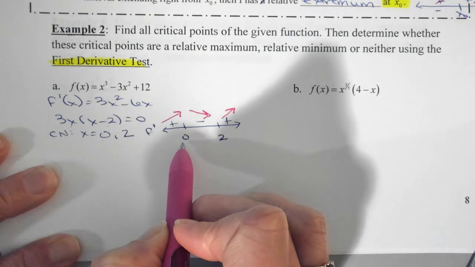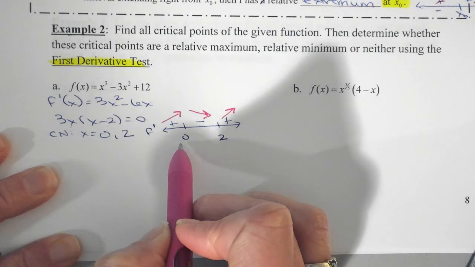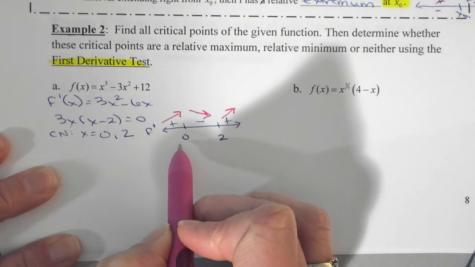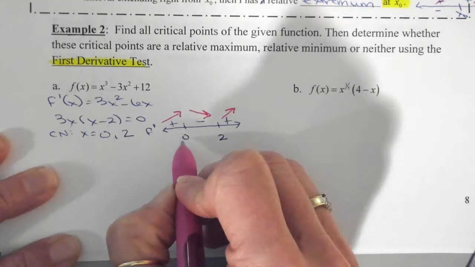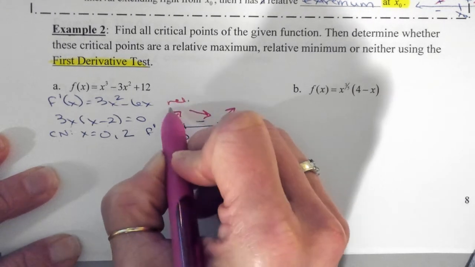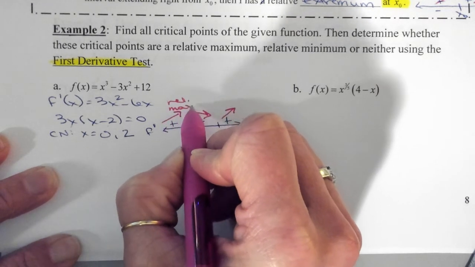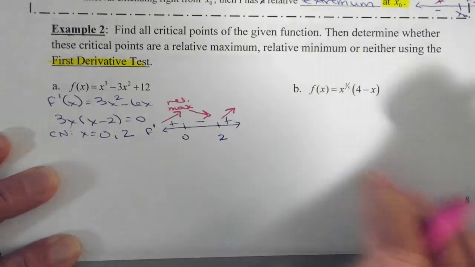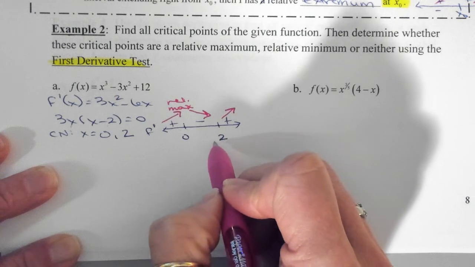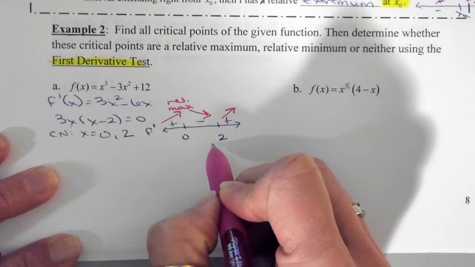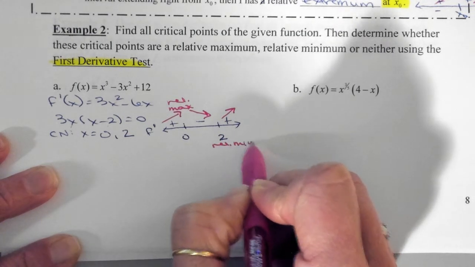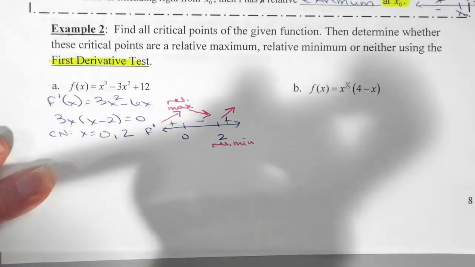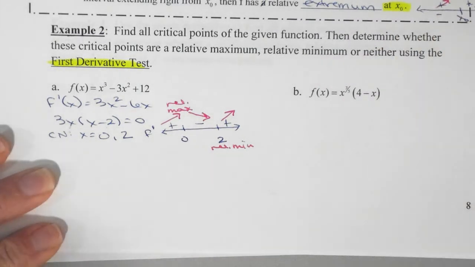So how could you describe 0? Relative max. What would make x equals 0 an inflection point? What does this have to be? F double prime. Okay, what is x equals 2? Relative min. Okay, nice. Questions before we write our statement, which some of you are not going to like because it's a lot of words.